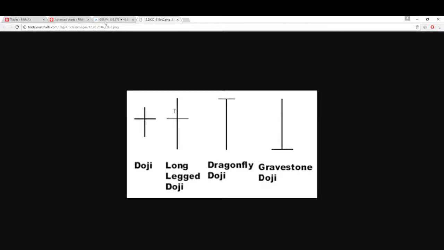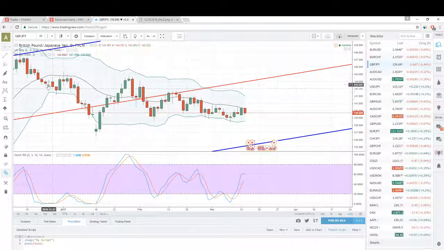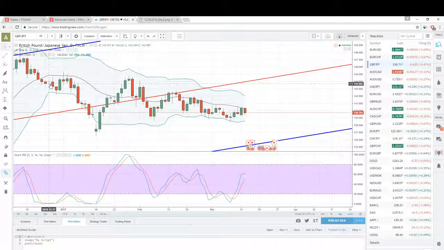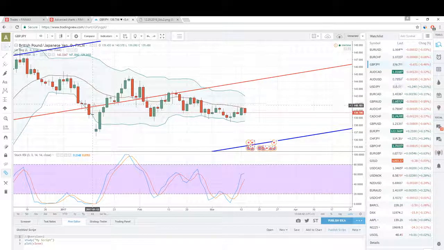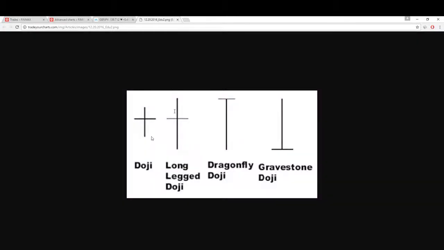When dojis appear on the chart, it shows the indecision of the market. When the market is opened, the bulls are trying to push the prices higher. After that, the bears reject that and push the prices lower. It also tells us that bears are unable to keep the prices at the low position, and at the end the candle closes at the same level that it was opened.